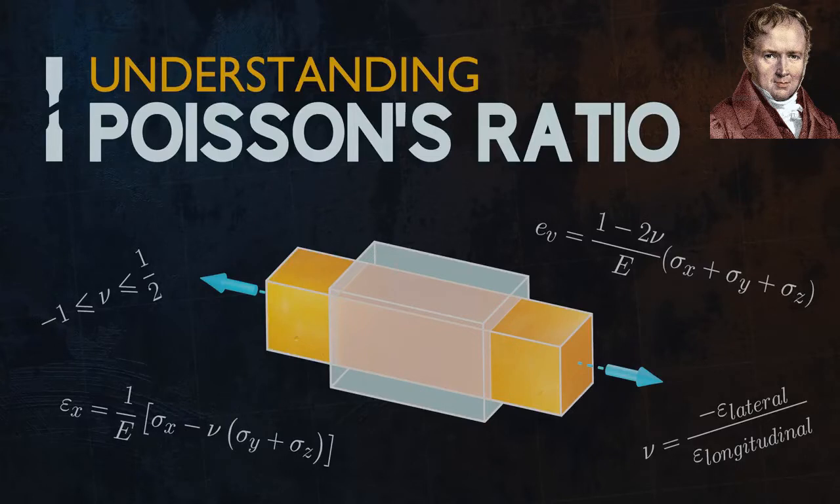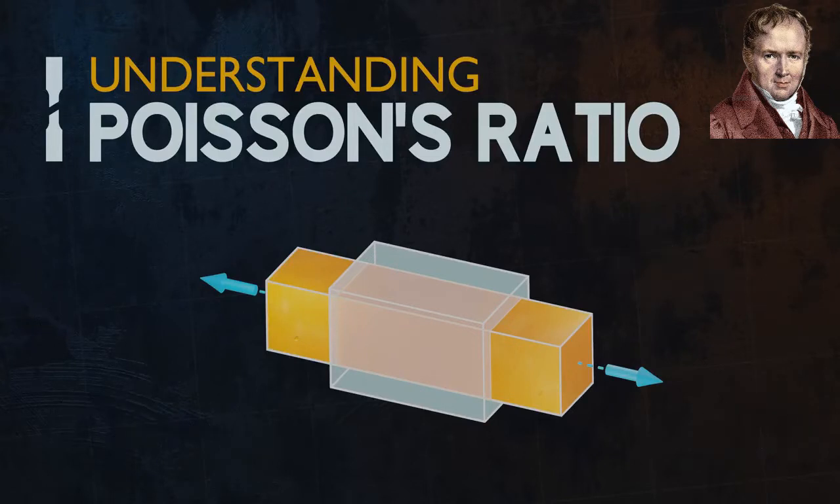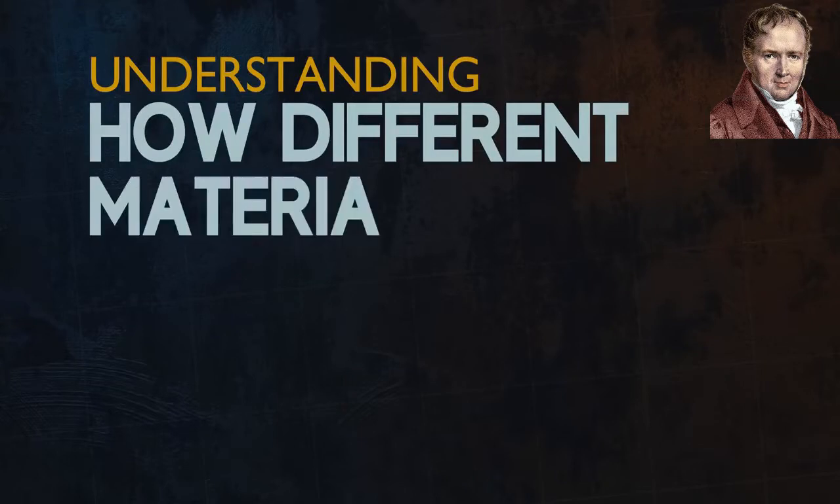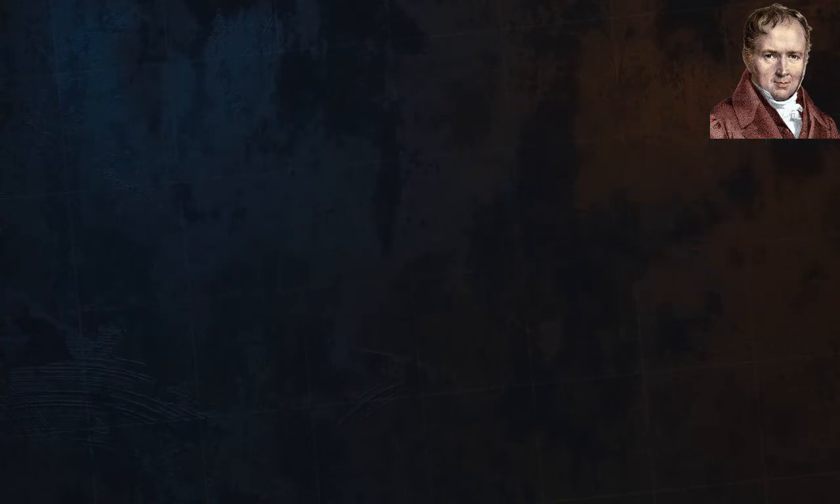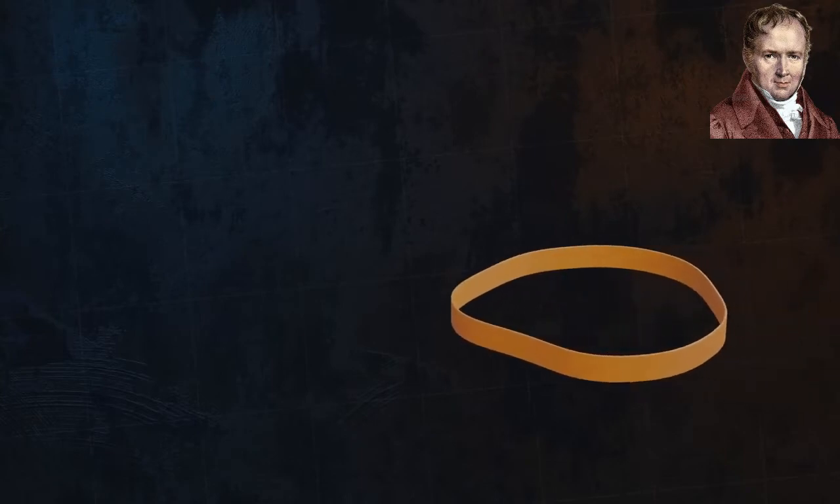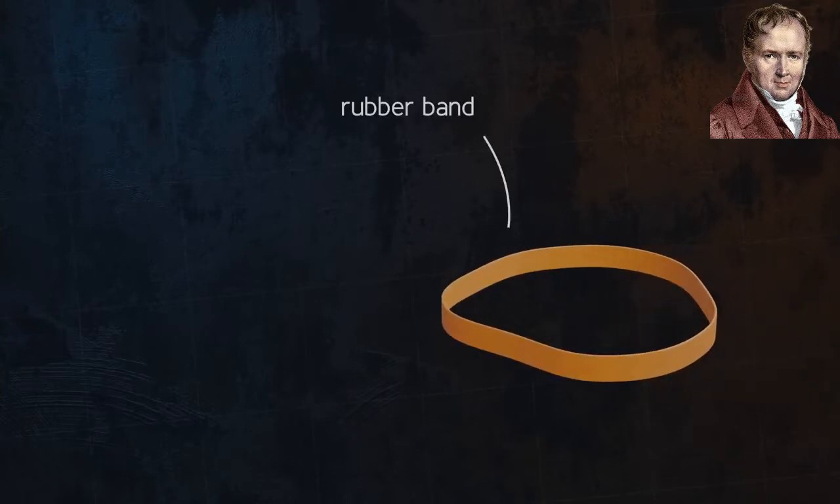Poisson's ratio is such an important material property because it gives us key information about how different materials deform under loading. Let's get right into it. We can start with a quick example, the rubber band.